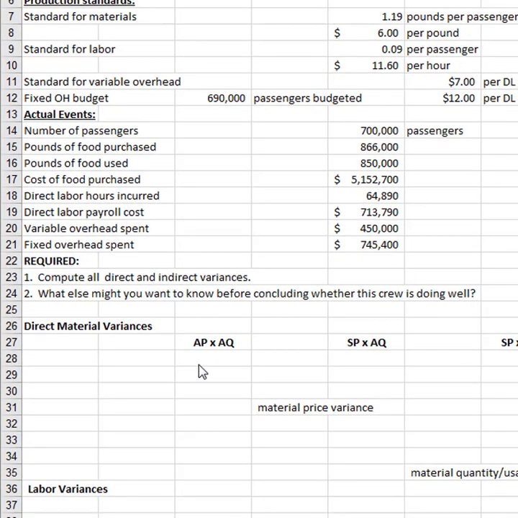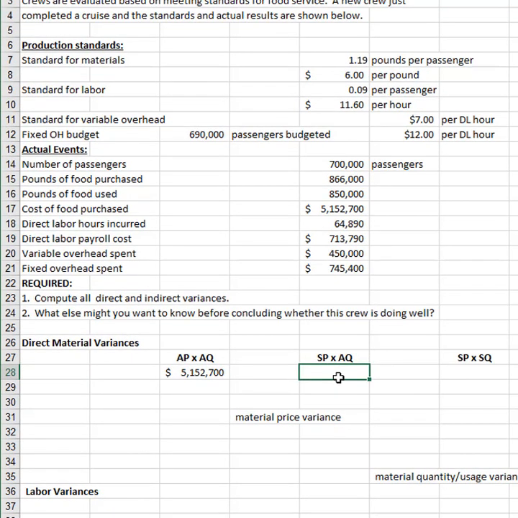So the first thing that I'm going to do is compare the actual purchase price times the actual quantity. Well, they tell us what they spent on food, so we actually didn't have to do the math. And then we want to compare that to what they bought times what they should have paid. So how many pounds of food did they buy times what they should have paid, which is the $6 per pound. And so the absolute difference between those is this 43.3, and this is favorable. They spent less on food than what the standard permitted.